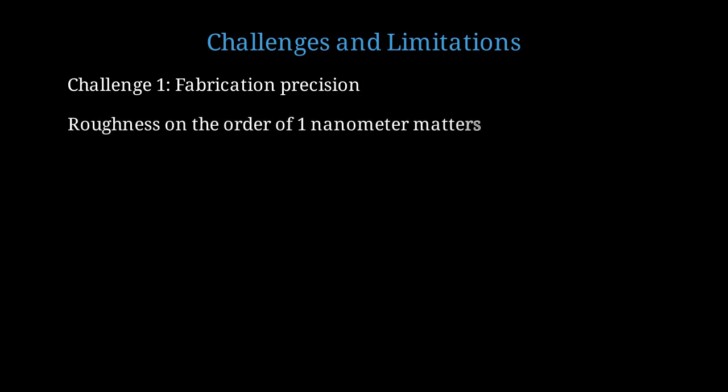Of course, there are challenges in working with bound states in the continuum. Let me be honest about the limitations. First is fabrication precision. To achieve the predicted ultra-high Q factors, you need near-perfect fabrication. Any roughness or asymmetry will reduce Q. Surface roughness on the order of 1 nanometer can scatter light and break the bound state condition. This requires state-of-the-art nanofabrication techniques.